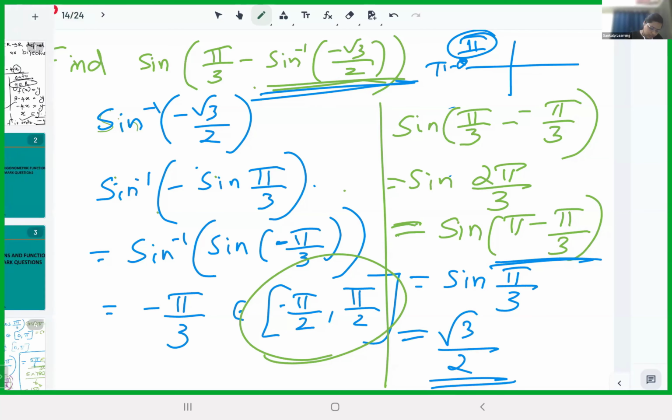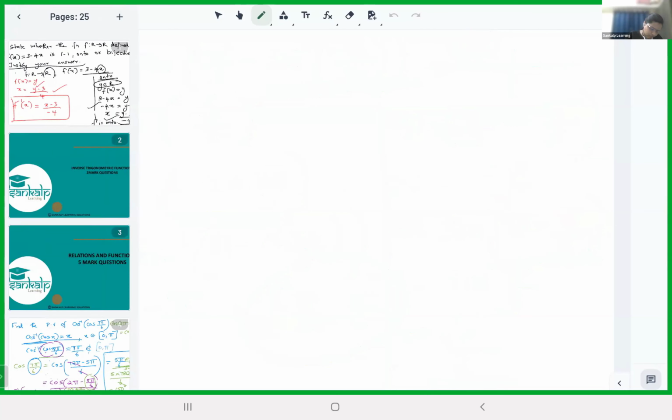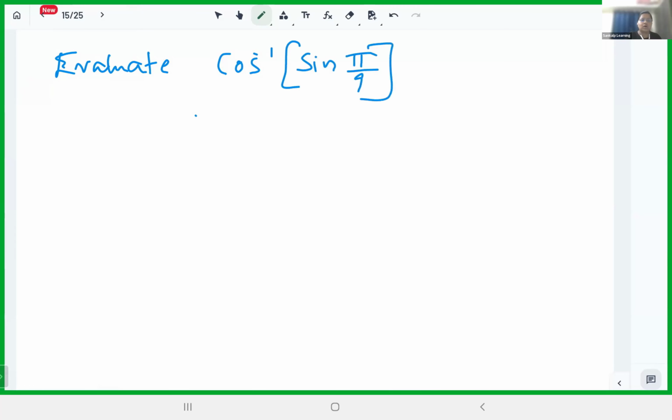Now we are moving on to the sixth question. Evaluate cos inverse of sine pi by 9. So how will you do this? If you have to apply the property cos inverse of cos x, the expression inside should be some form of cos, right? But here you can see that within the bracket it is a sine function, so you cannot directly apply the property cos inverse of cos x.